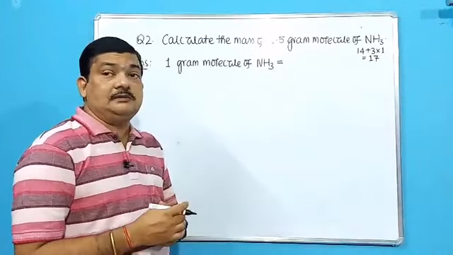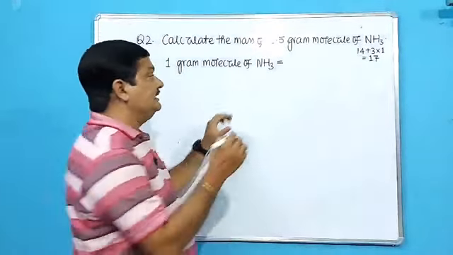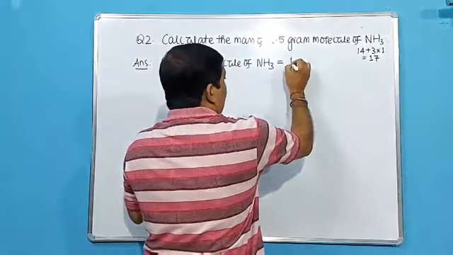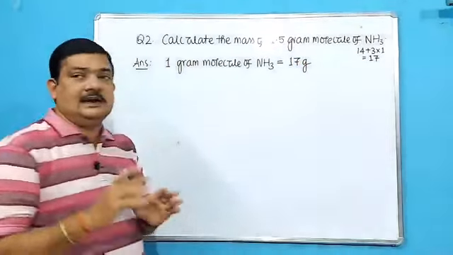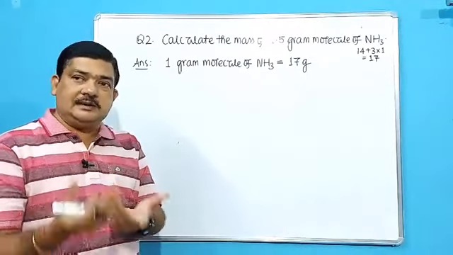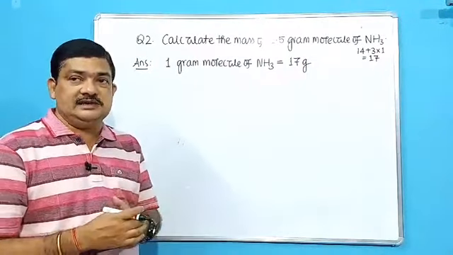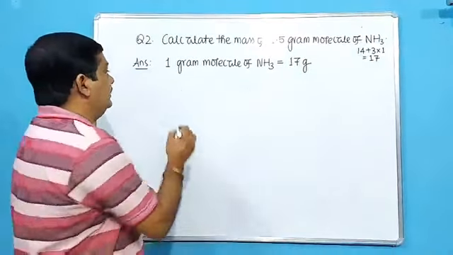So what will be 1 gram molecular mass? Now 17 gram. So 1 gram molecule of ammonia means 17 gram. Simply, gram molecular mass is 1 gram molecule. What is gram molecular mass? The molecular mass expressed in grams. So 1 gram molecule of ammonia is 17 gram.